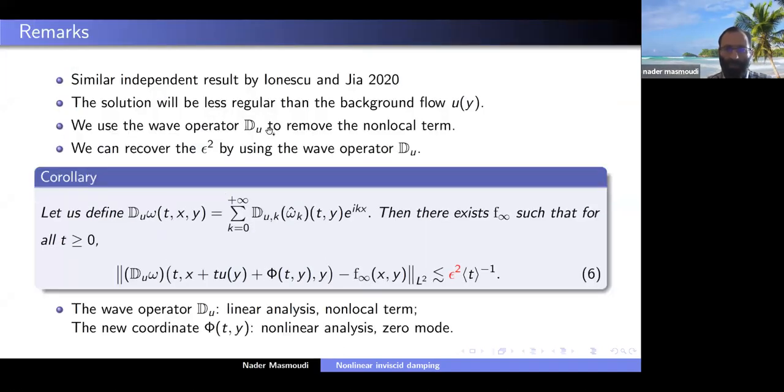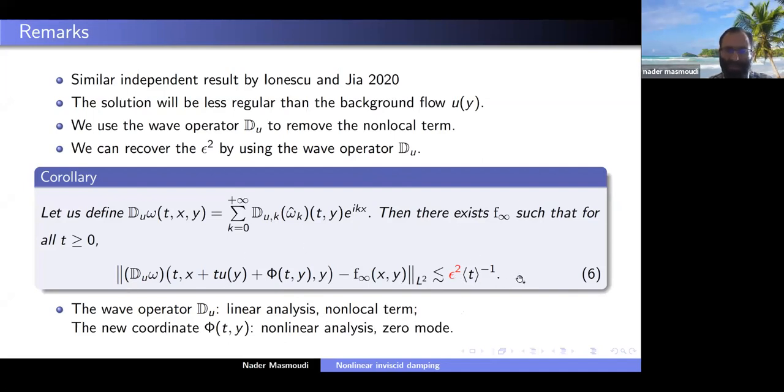Okay. As I mentioned, UNESCO and GIA, at almost the same time as our paper, have a similar result. They don't introduce the wave operator, but they introduce a finite quantity they call F star that also behaves as a nonlinear perturbation, basically. But I'm not sure whether one can deduce something similar to this from their result.